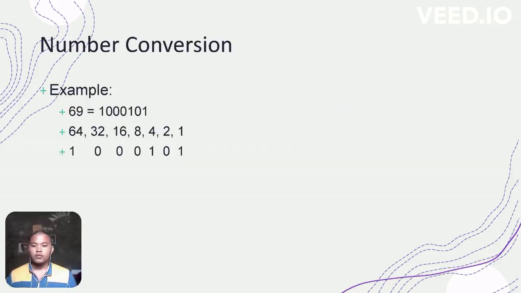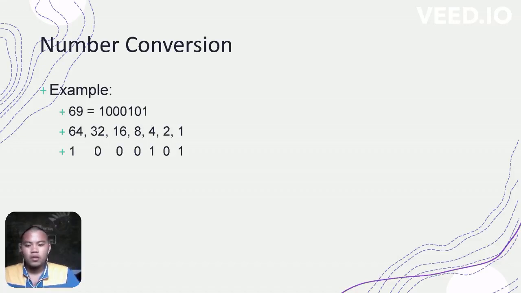Now, here is how to convert a number into binary. As you can see in the slide, my example is 69. Now, 69 converted to binary is 1000101. The reason for this is that these ones and zeros represent numbers starting from 2 to the power of 0 and up: 1, 2, 4, 8, 16, 32, and then 64.